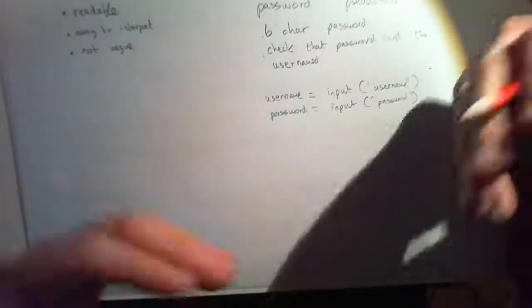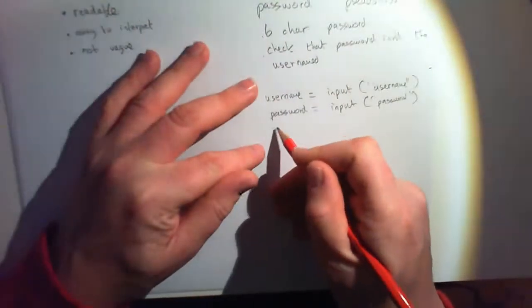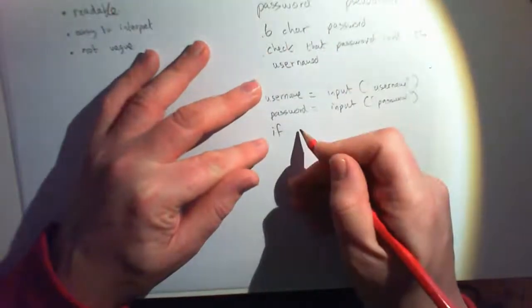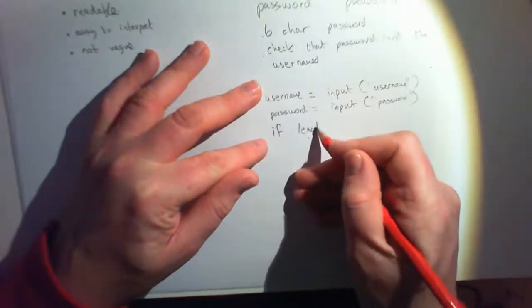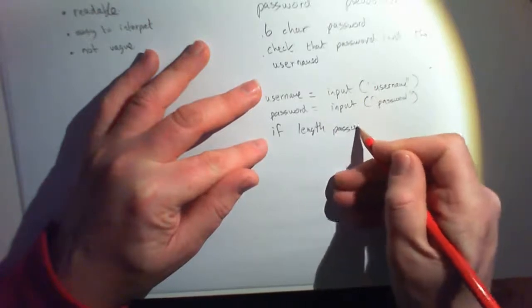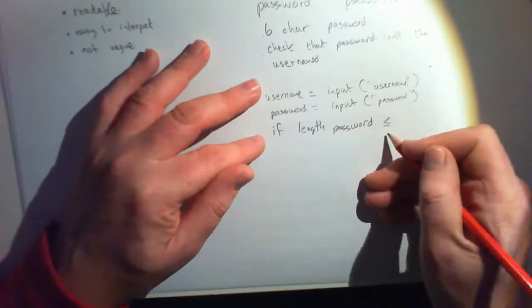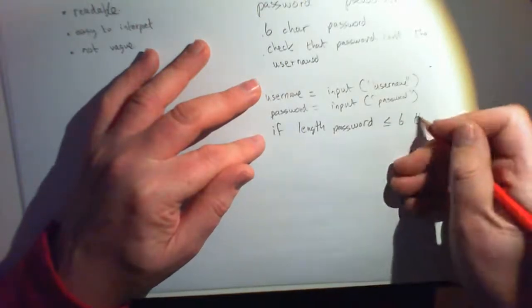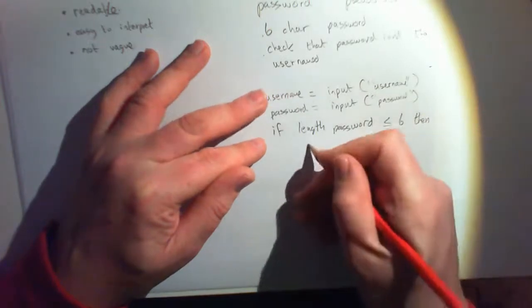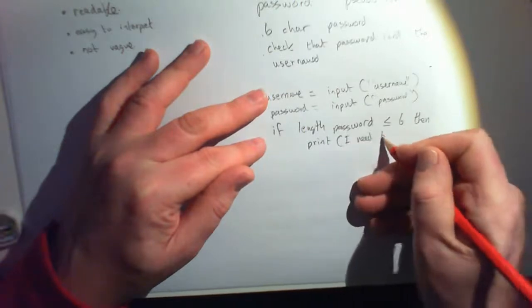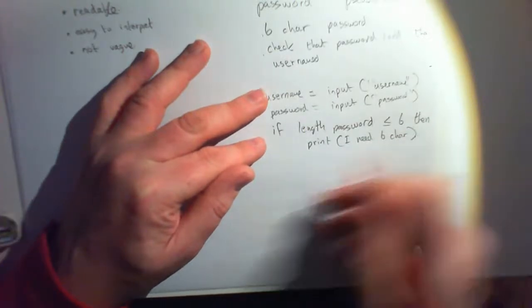Now, in terms of pseudocode, what are we going to have to check? Just in plain English, and then we'll try and put it. We need to say, if, first of all, we need to check that it's 6, okay? If the length of the password is less than or equal to 6, well, then what are we going to do? Then you need to print, I need 6 characters.